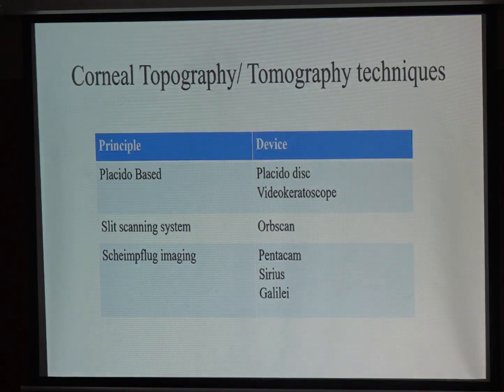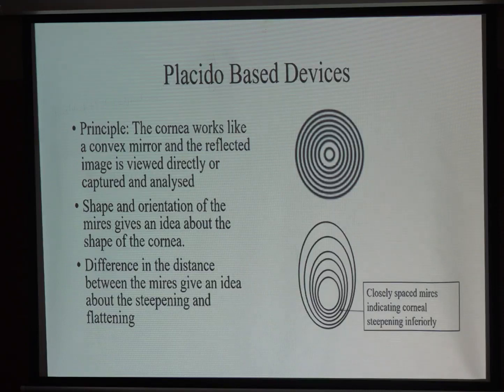There were various principle-based systems for corneal topography and tomography. The placido-based principle devices include your placido disc and the video keratoscope. Then there was the slit scanning system, which was used in the OBSCAN. And then came finally the Scheimpflug imaging, which is currently used, which includes your Pentacam, the Sirius and the Galilei devices. So the placido based devices basically work on the principle that the cornea acts like a convex mirror and the reflected image is viewed either directly using a placido disc or it is captured and then analyzed, as is done in the case of a video keratoscope.